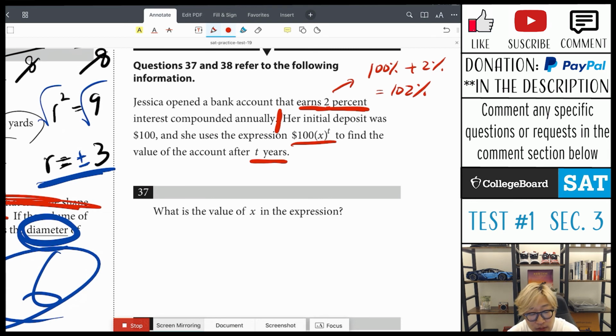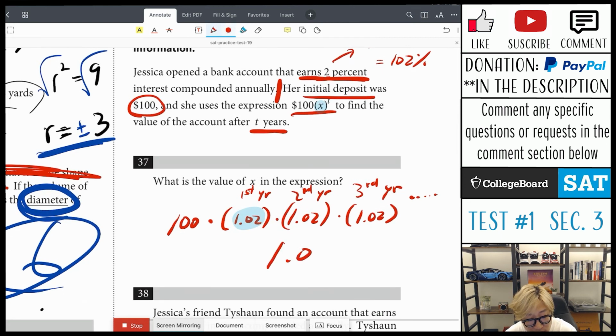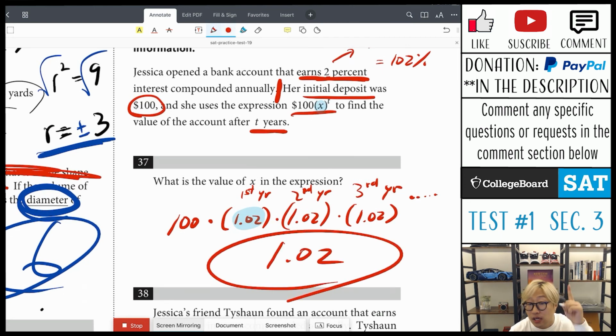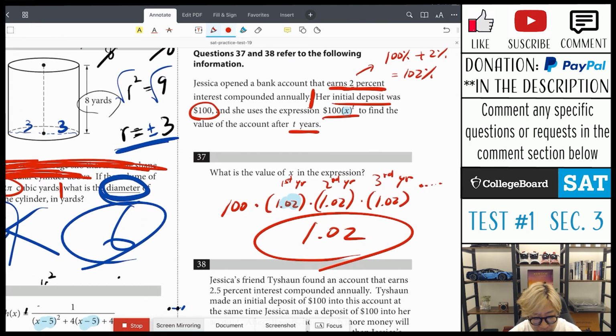So what should I be doing? To her initial deposit, 100, I should be multiplying by 1.02, 1.02, 1.02. Keep doing it for the first year, second year, third year, and on and on. So, first of all, what is the value of x? Well, that's probably this guy, what I should be multiplying by: 1.02. 2% goes up, 102%. You have to multiply by 1.02, just like that other problem about a laptop computer.